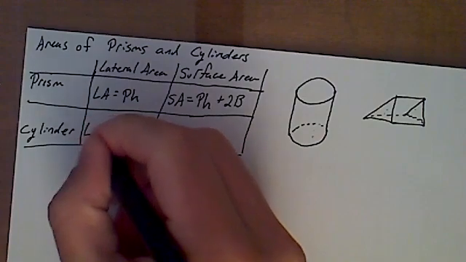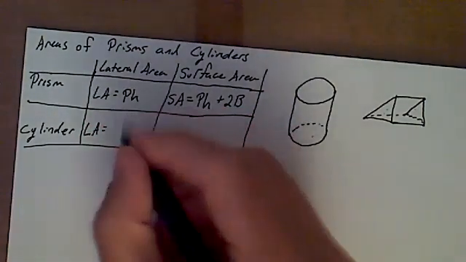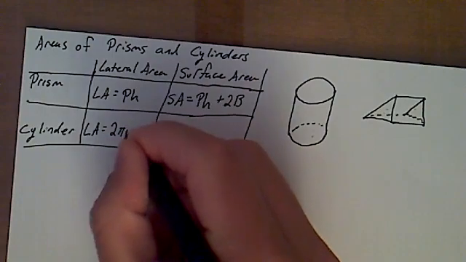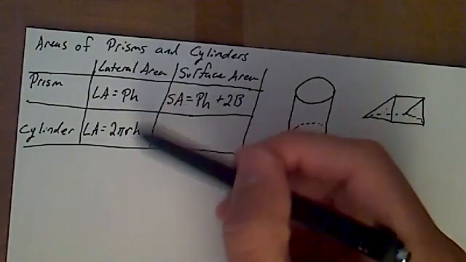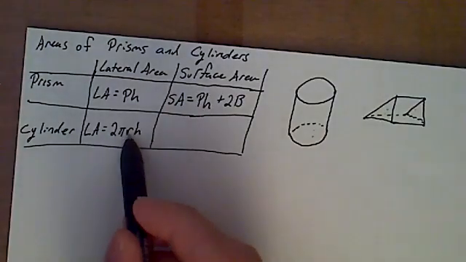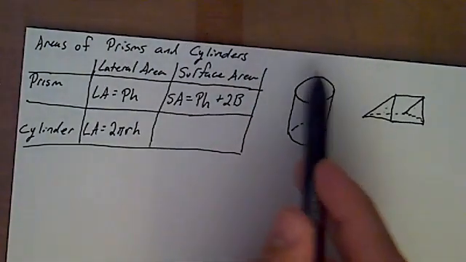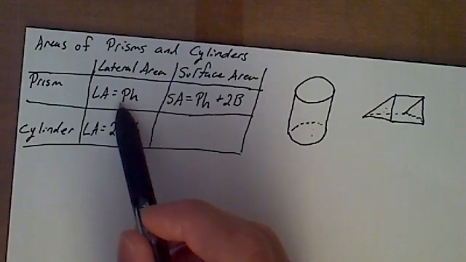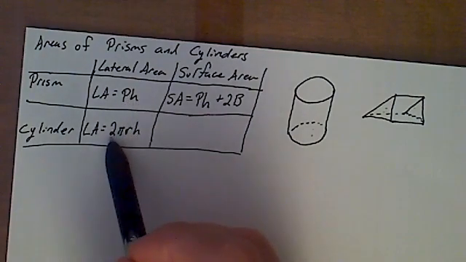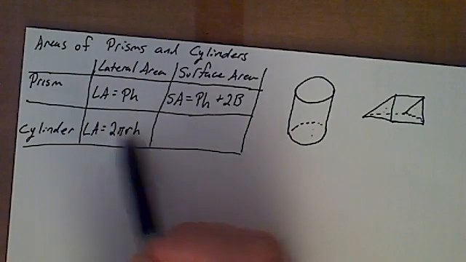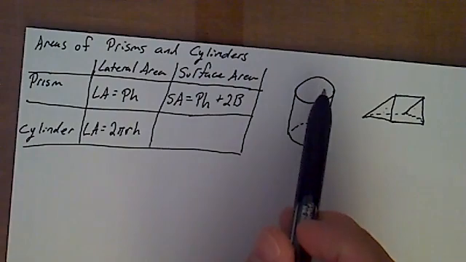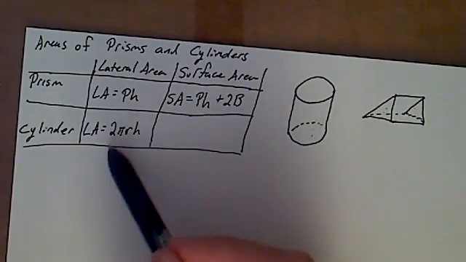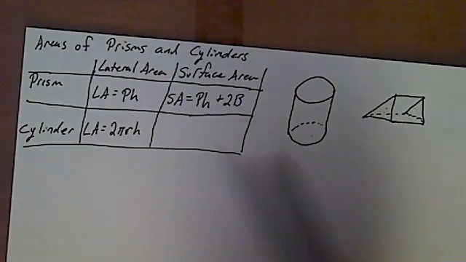For a cylinder, the lateral area is 2 pi rh. And what I want you to notice here is that this is not a new formula. 2 pi r should look familiar. That is the circumference of a circle, right? And that's the same thing as being the perimeter, right? So this is really circumference times height or perimeter times height. These are the same formula, just that when we deal with circles, with cylinders, that 2 pi r is always what we use.